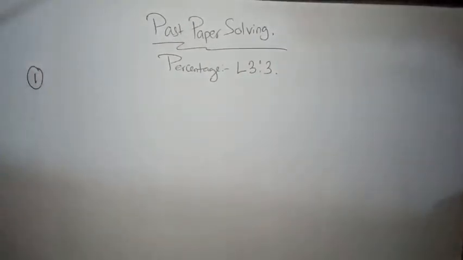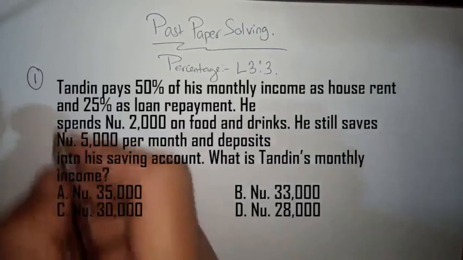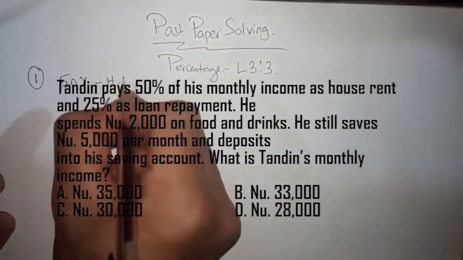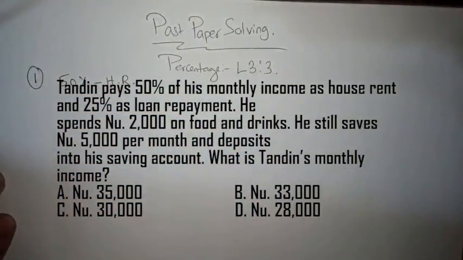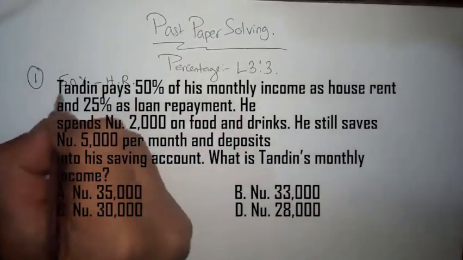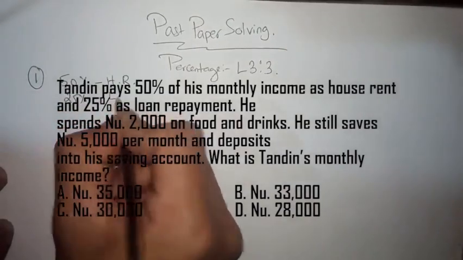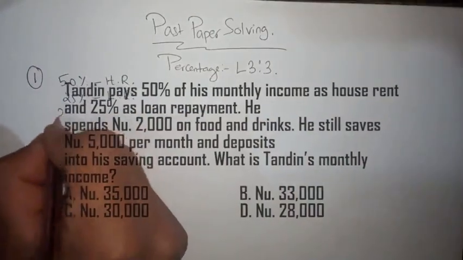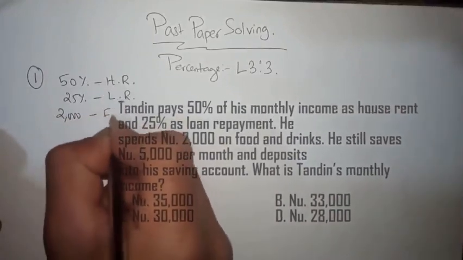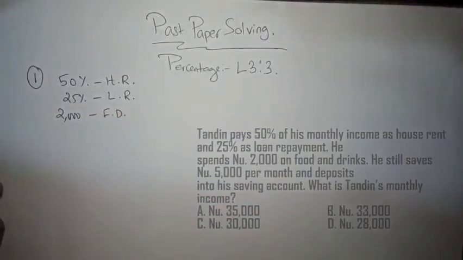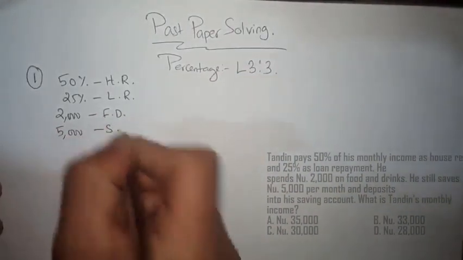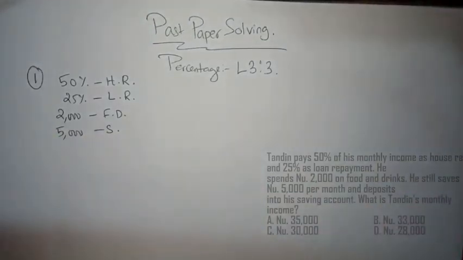Tendon pays 50% of his monthly income as housing rent. Then 25% as loan repayment. He spends 2,000 on food and drinks. Then he still saves 5,000, which is deposited into his savings account.